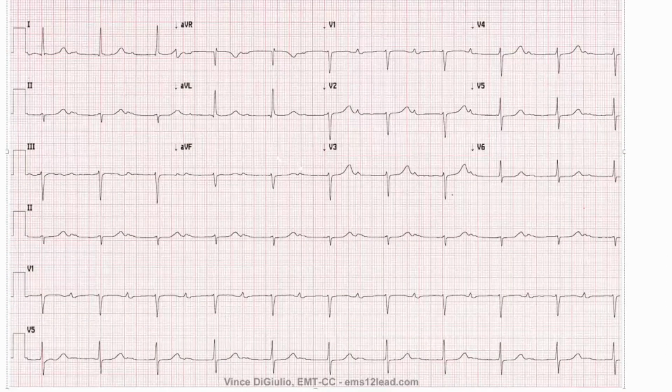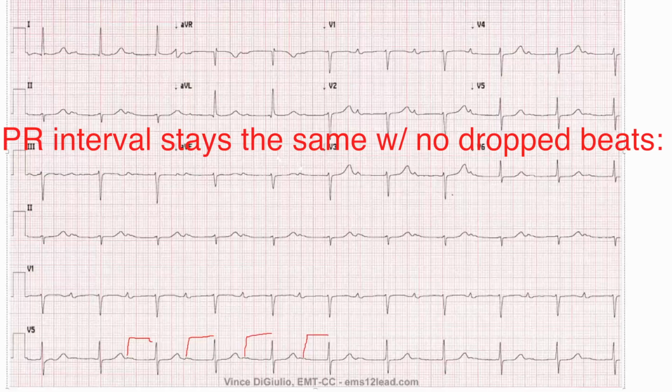So let's put it into practice on some real EKGs here. If I start off and say, all right, where are my P's? I've got a long PR here, got a long PR there, got a long PR there, but these are actually the exact same. So continuing down, this makes it a first degree AV block.